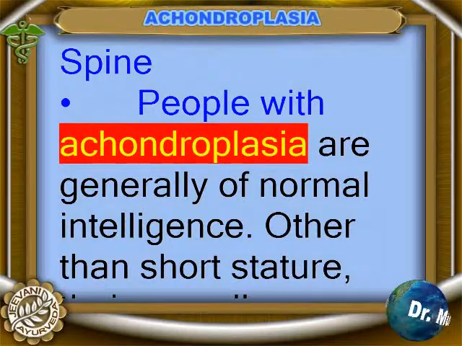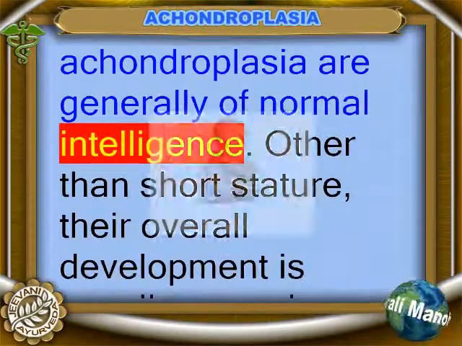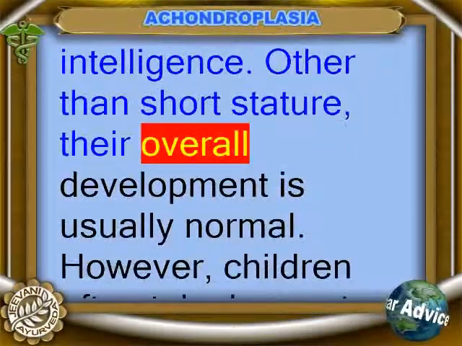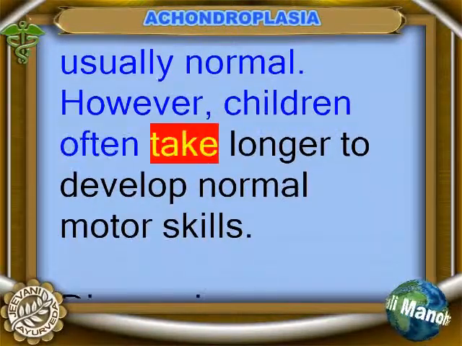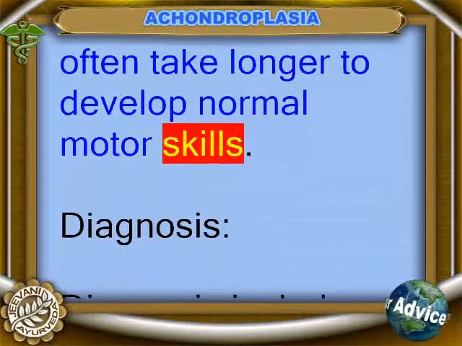People with achondroplasia are generally of normal intelligence. Other than short stature, their overall development is usually normal. However, children often take longer to develop normal motor skills.